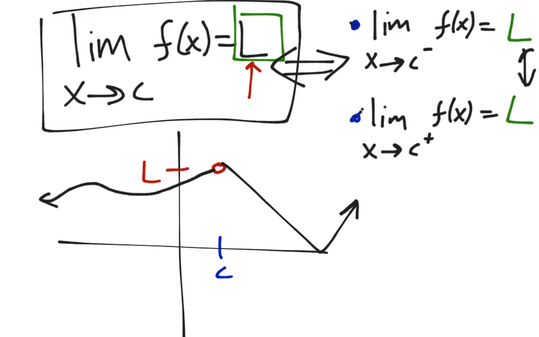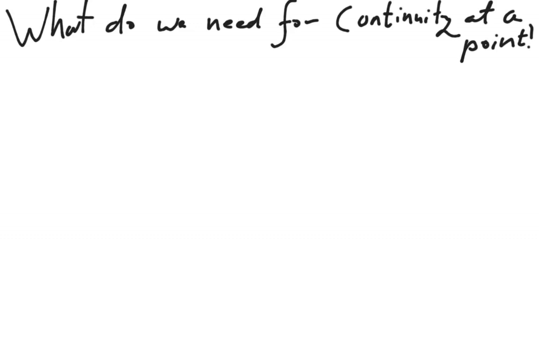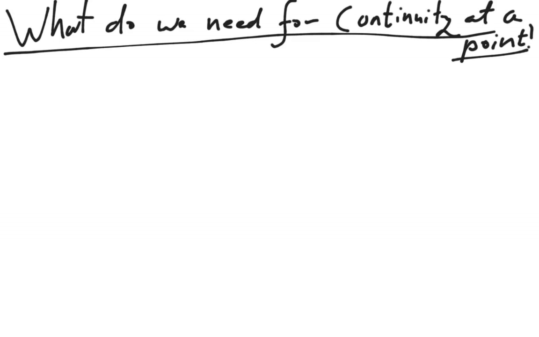But notice that, essentially, for the limit in general to exist, the limit from the left and the limit from the right must be the same. Next thing we're going to talk about is continuity. What do we need for continuity at a point?